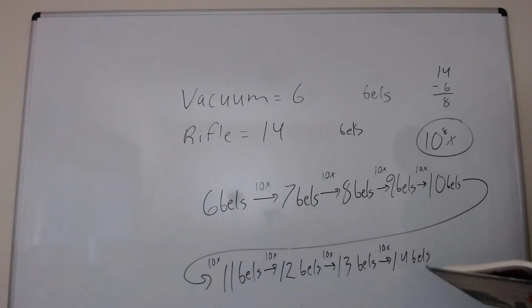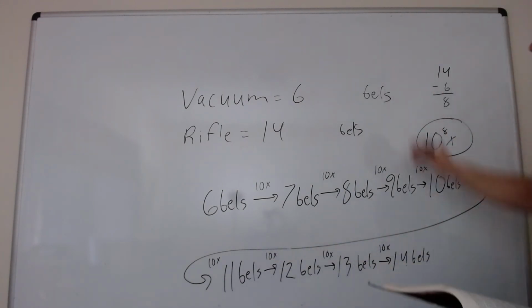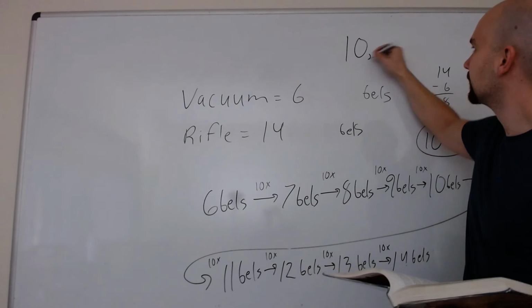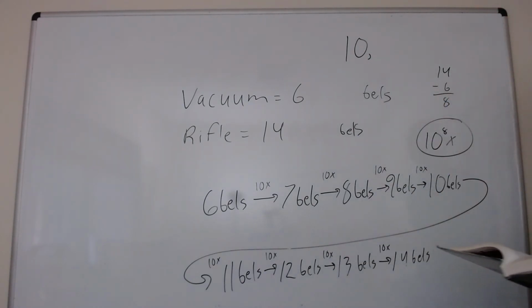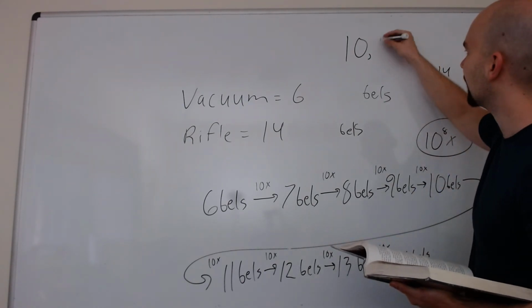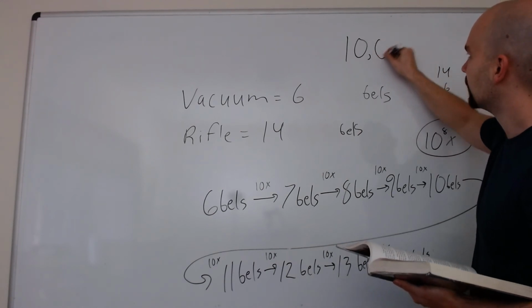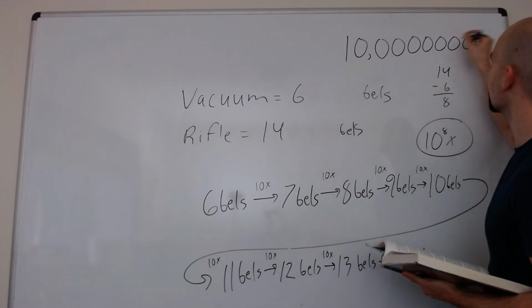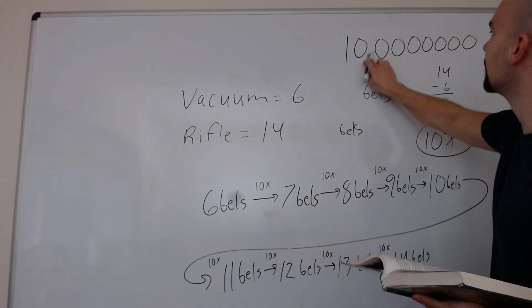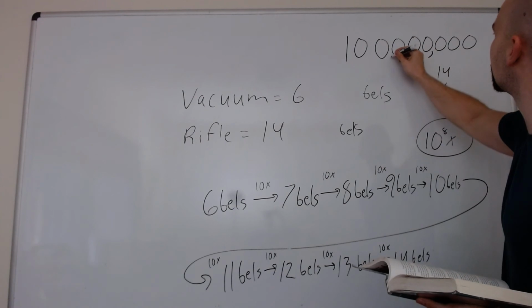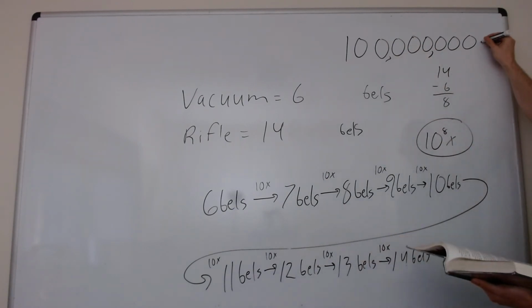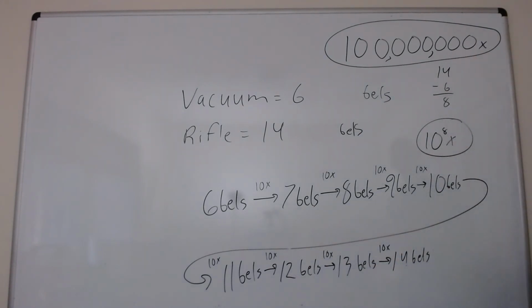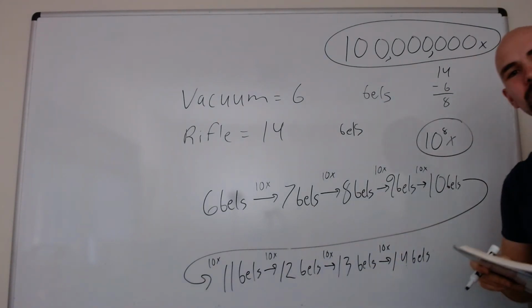Another way to say that is the rifle is 10 with a total of 8 zeros times more amplitude, or louder. 1, 2, 3, 4, 5, 6, 7, 8. So the rifle is, oh my gosh, 100 million times louder than the vacuum.